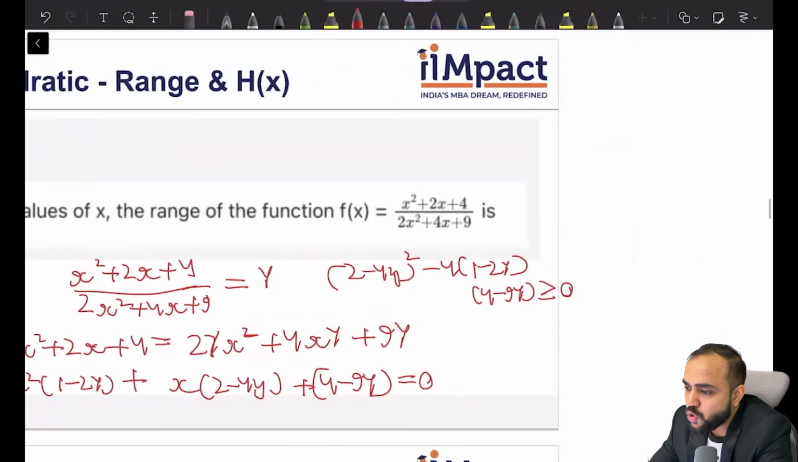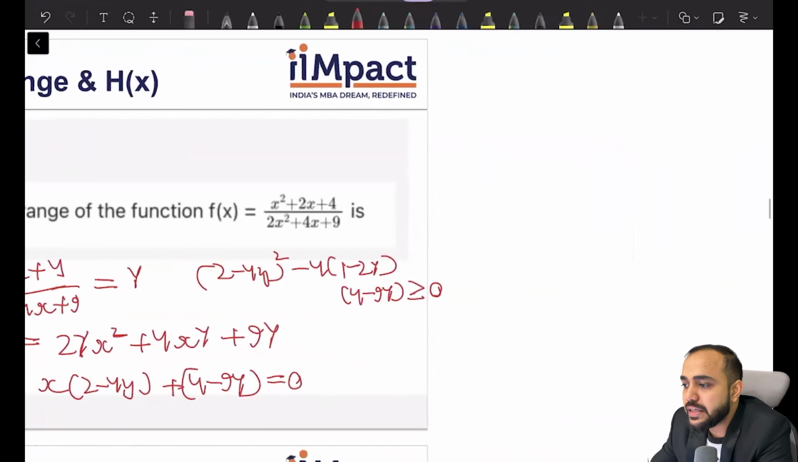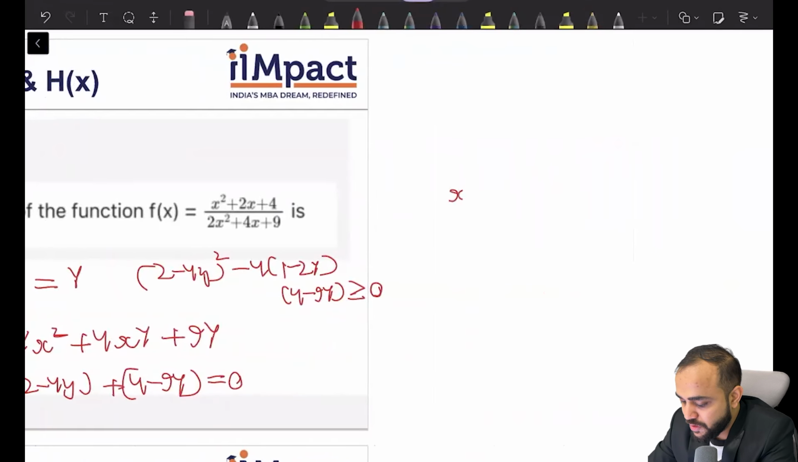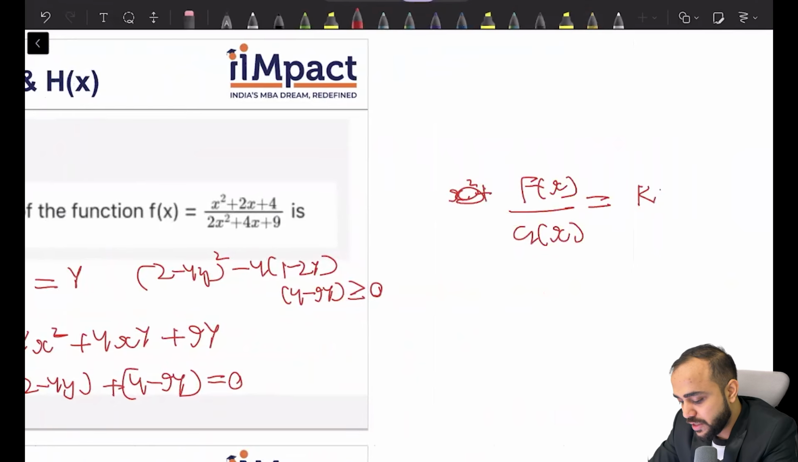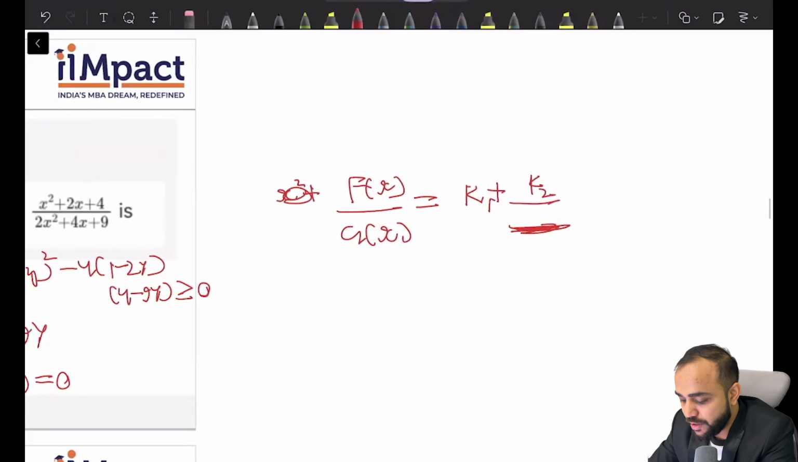So you can solve this and you will get your answer, but there is a better method here, which is to convert this function by function thing into some constant plus 1 by function, or some constant k1 k2 by function, because then the question would remain, can you maximize or minimize this denominator?